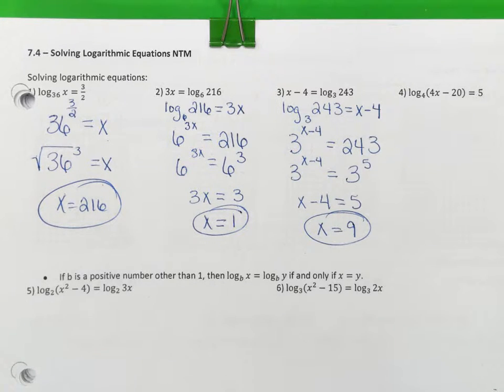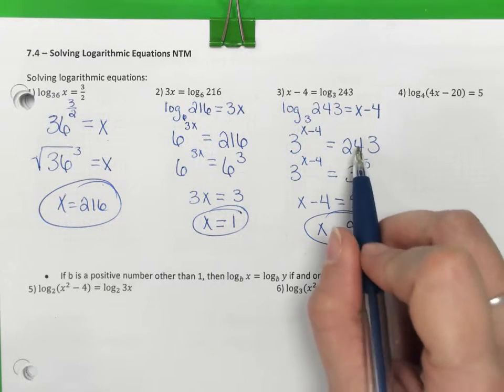Pretty easy, but very important. Like, this is big for pre-cal, okay? How did you get the 3 to the 5th? 3 to the 5th is 243.